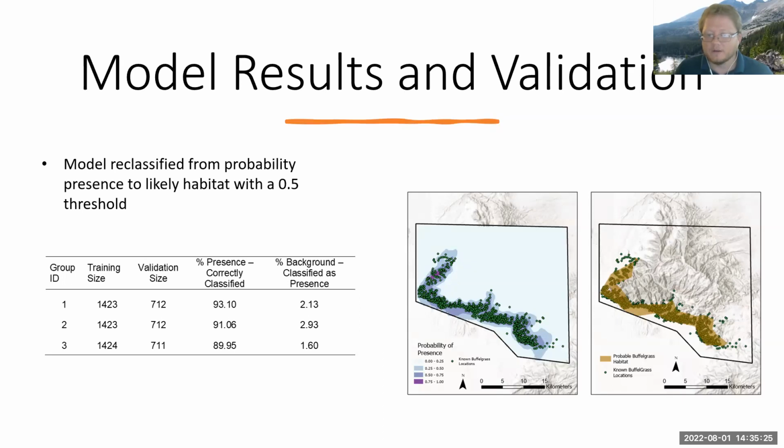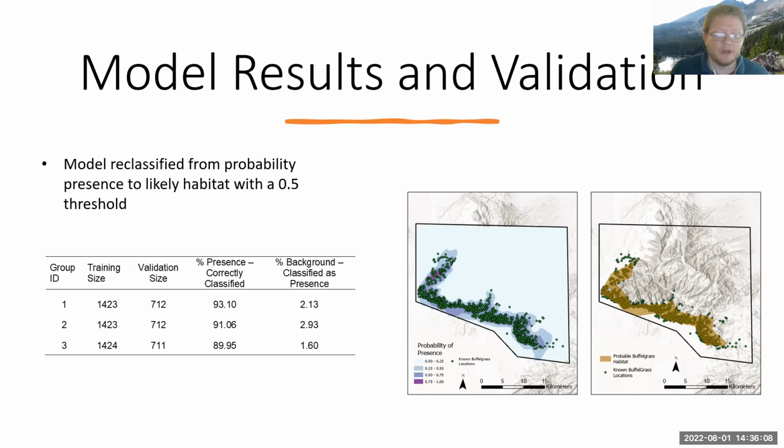So this is sort of what the general model looked like when it was first created. You can see the probability of presence was broken into 4 different categories, ranging from 0 to 25%, 25 to 50, 50 to 75, 75 to 100. And anything where the probability of presence was greater than 50%, we considered to be probable buffalo grass habitat. And anywhere where the probability of presence was less than 50%, we considered not probable buffalo grass habitat. So then we reclassified our model and built a final shape that showed what is probable buffalo grass habitat under current environmental conditions.